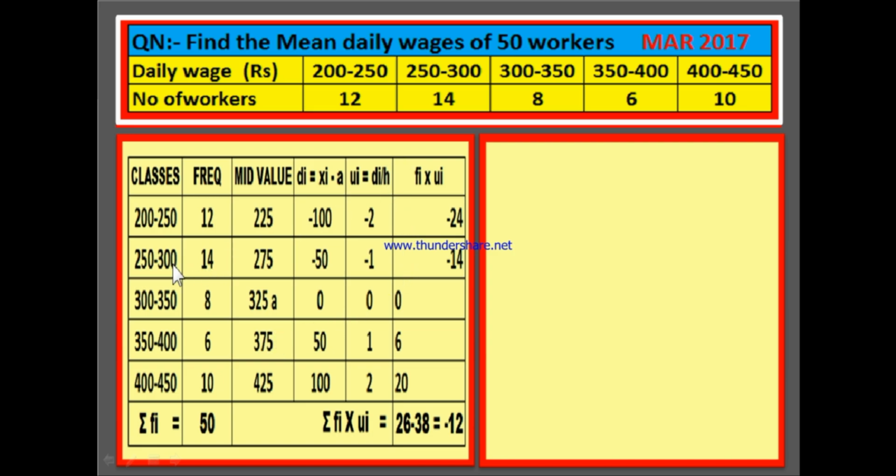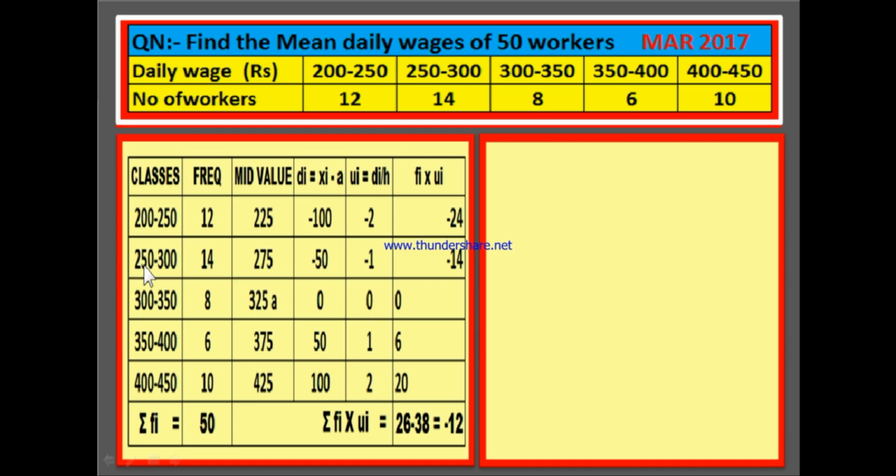Okay. Now we got h is 50. Since h is 50, now ui column. Ui is di divided by h. Minus 100 divided by 50 is minus 2. Minus 50 divided by 50 is minus 1. 0 divided by 50 is 0. 50 divided by 50 is 1. 100 divided by 50 is 2. Or in simple words, corresponding to a you write 0, and above 0 you write minus 1, minus 2, and below 0 you write plus 1 and plus 2.